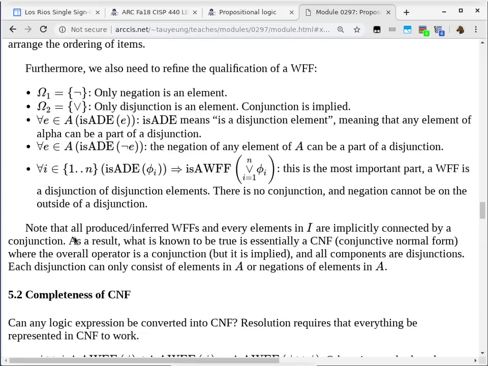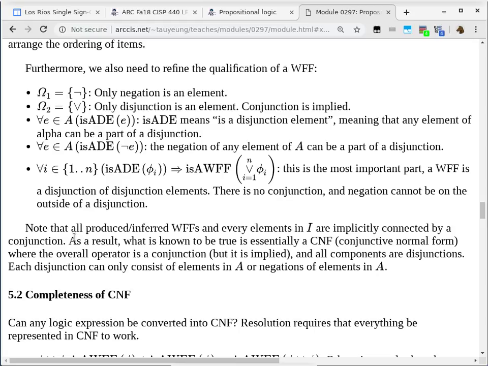So the new rules are like this. Omega 1 is still the same thing. Okay, omega 1 is just the negation symbol. Omega 2 this time is just the or. We don't even have the and anymore. We don't need the and when everything in the set on the left-hand side of the infer symbol are known to be true. They are all known to be true, which means the conjunction is implicit. So we don't even need the conjunction symbol anymore.